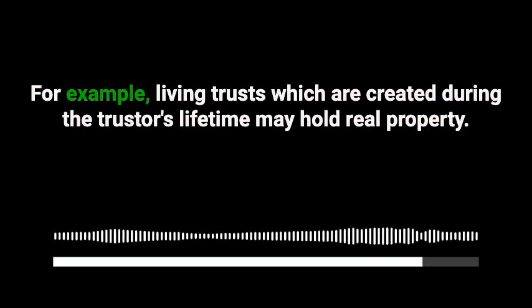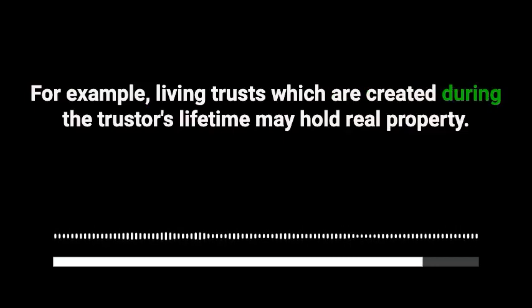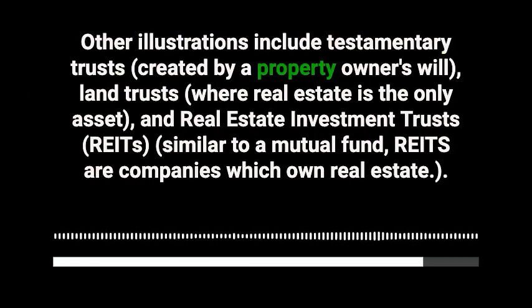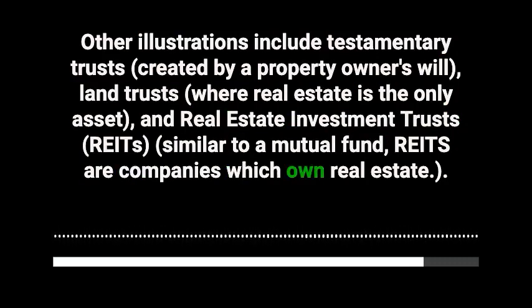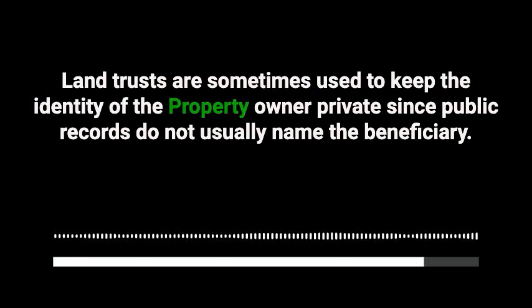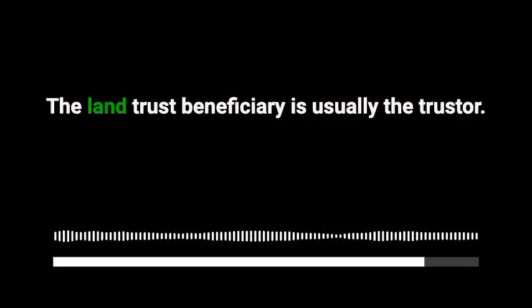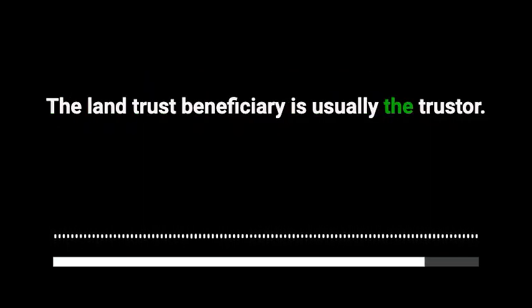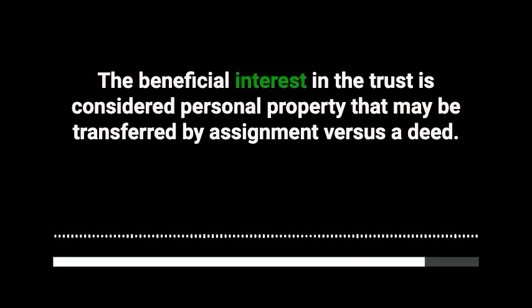Some trusts may own or hold real property. For example, living trusts, which are created during the trustor's lifetime, may hold real property. Other illustrations include testamentary trusts, land trusts, and real estate investment trusts. Land trusts are sometimes used to keep the identity of the property owner private since public records do not usually name the beneficiary. A land trust beneficiary is usually the trustor. The beneficial interest in the trust is considered personal property that may be transferred by assignment versus a deed.